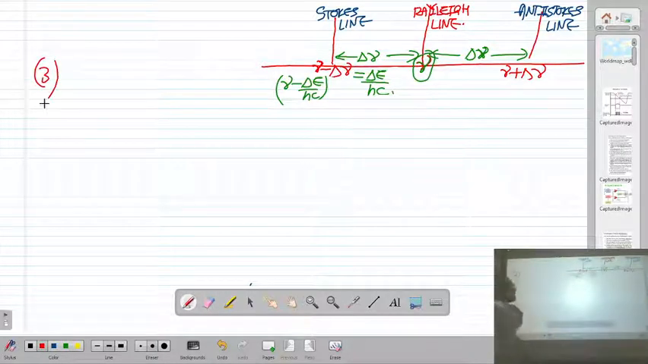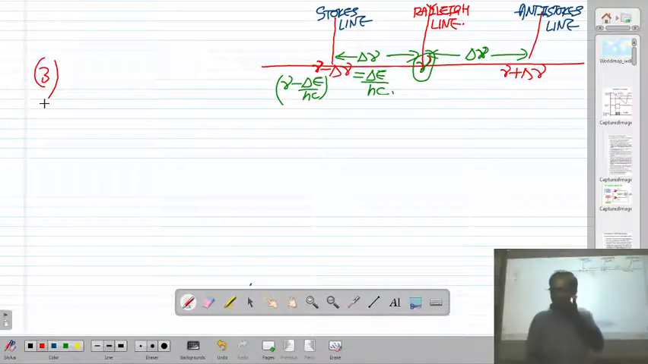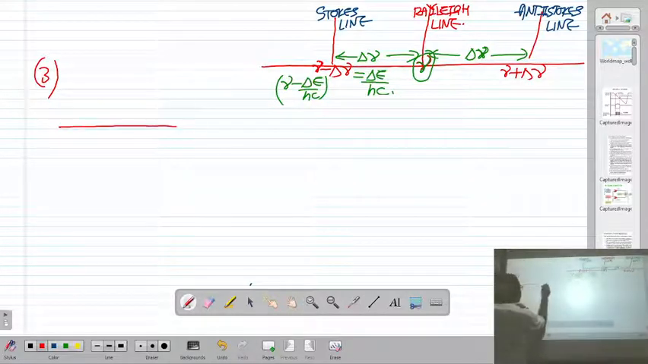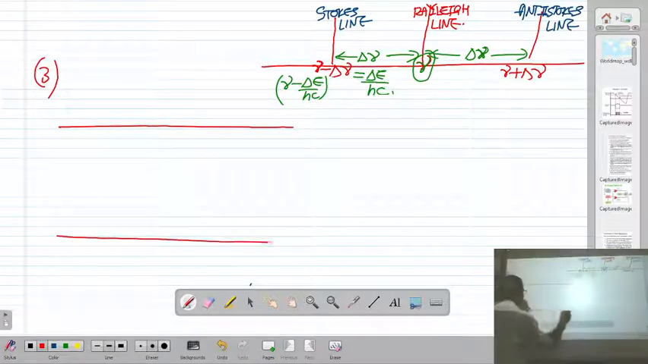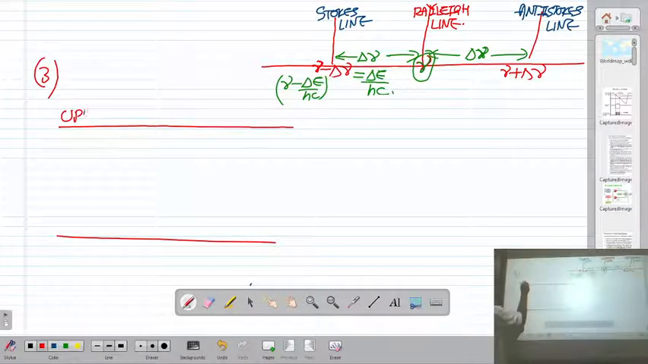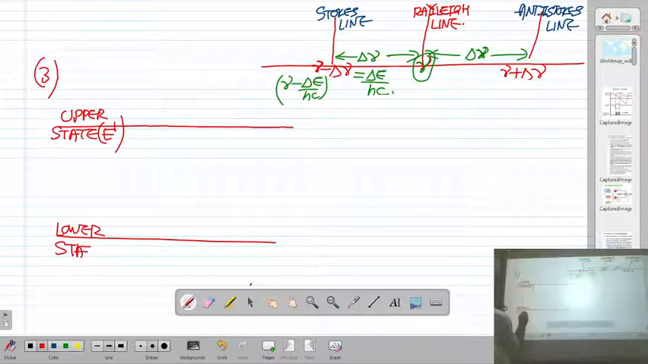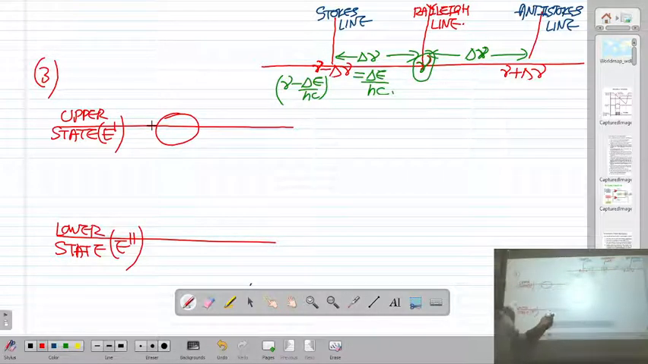And now we will give the quantum explanation of why we get an anti-Stokes line. For that, again we consider the upper state of the molecule, E dash. This is the lower state, with energy E double dash. Now the scatterer molecule is not in the lower state, but we consider that the scatterer molecule is in the upper state.